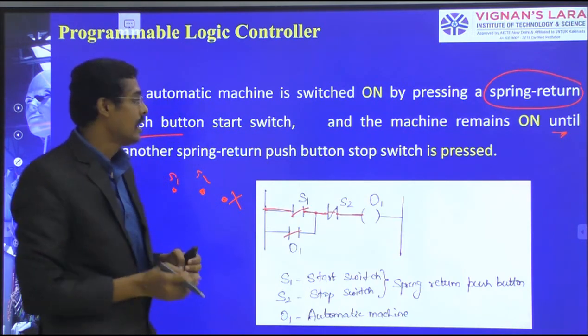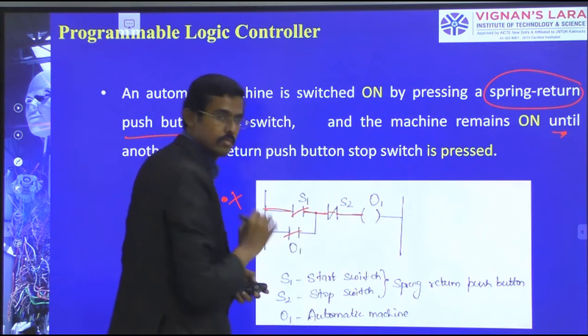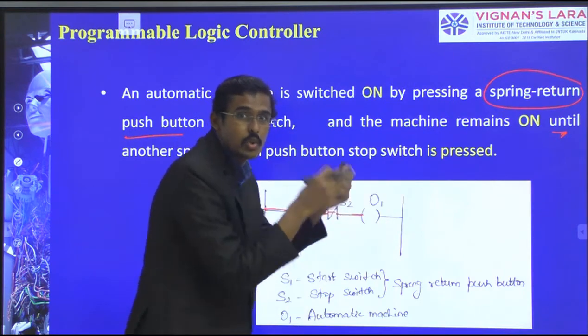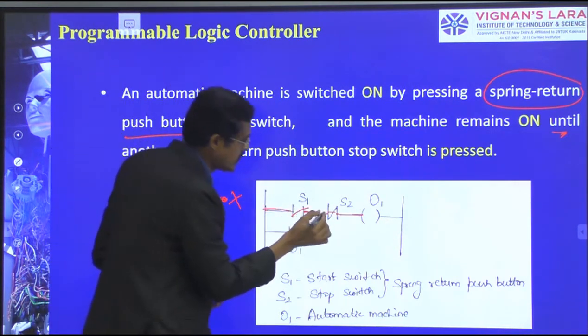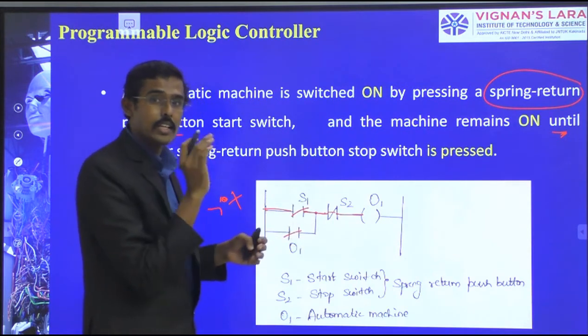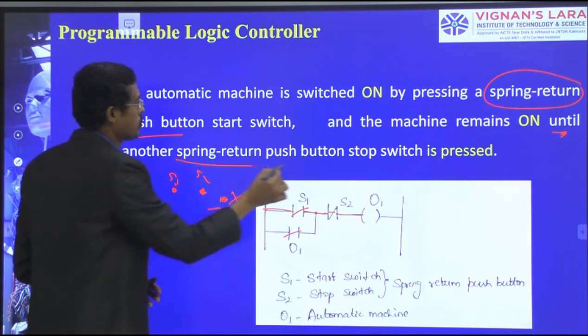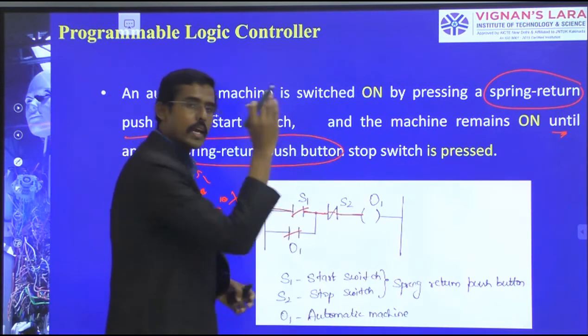Therefore, I am giving a brake contact here. What is a brake contact? When the input is given, it is going to brake. That is called a brake contact. What is given here? When the S2 spring button is switched on, another spring button is pushed. What happens? It is going to brake.